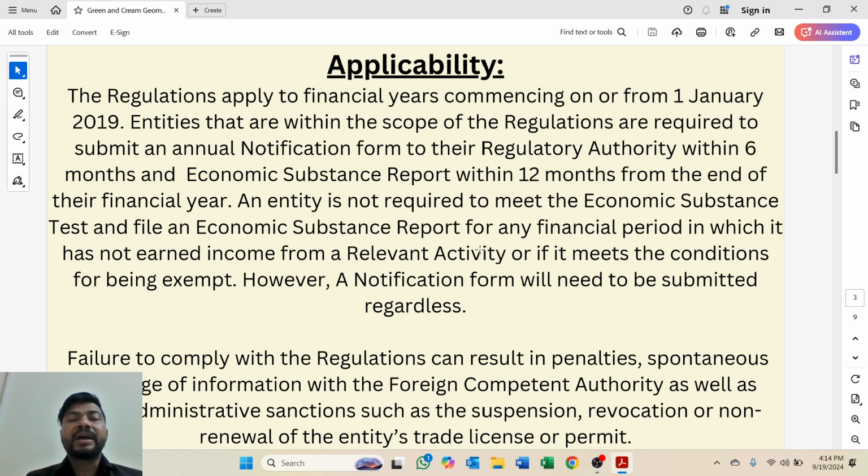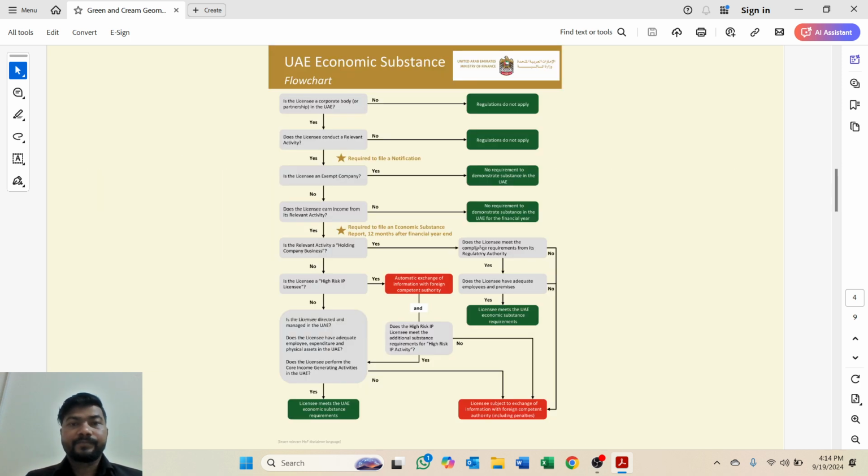And failure to comply with the regulation can result in penalties, a spontaneous exchange of information with the foreign competent authorities, as well as other administrative sanctions such as suspension, revocation, or non-renewal of the entity's trade license or the permits. So we'll come to this flow chart.